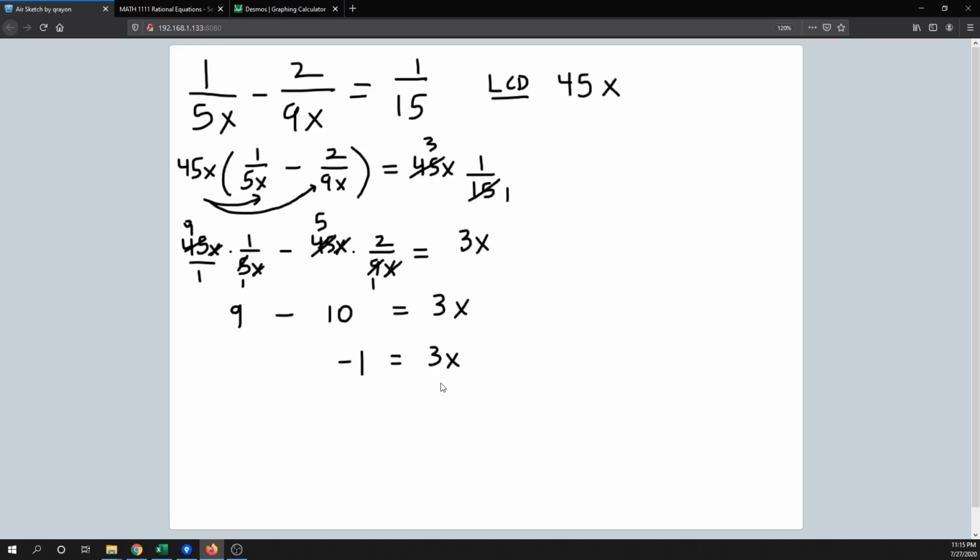The next step, or next mark that I want to hit, is I want every term with an x on one side, every term without the x on the other side, and you can see it's already like that. So in this case, there is no need to add or subtract to both sides. All the x's are on the right, all the terms without an x are on the left. So the final step would then be to divide both sides by 3. And I get negative 1/3 equals x.